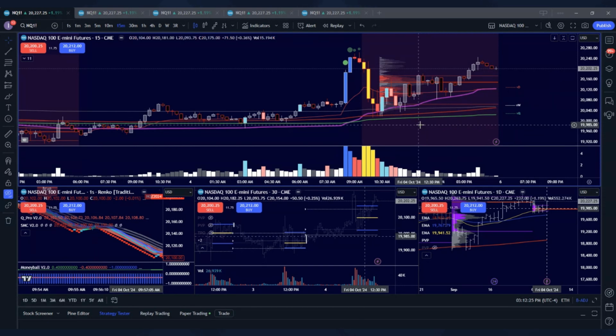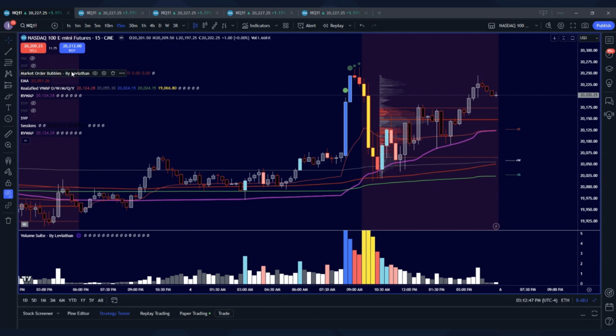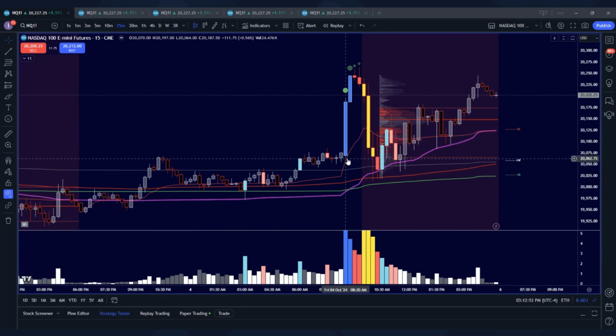So you've got about four different windows here. The first larger window is traditional candlesticks on a 15-minute time frame. One of the great things that I love about this toolkit is that it uses some community indicators as well. One of them is Leviathan's market order bubbles. As you can see, this is a tremendous push to the upside, as evident with this volume indicator here.